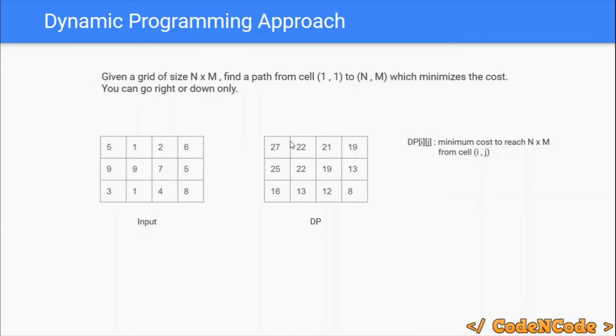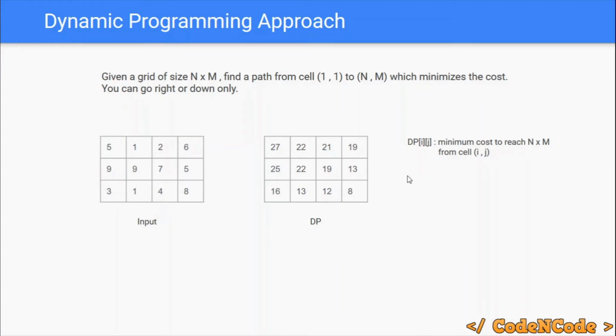So you see, starting from the first cell, the minimum cost to reach the last cell, that is the nm cell, is 27, because dp of ij tells you the minimum cost to reach nm, which is the last cell. So dp of 11 will tell you the cost to reach nm from 11. So dp of 11, which is 27, tells you that the cost to reach nm from 11 is 27. The minimum cost is 27. So this would be our answer.